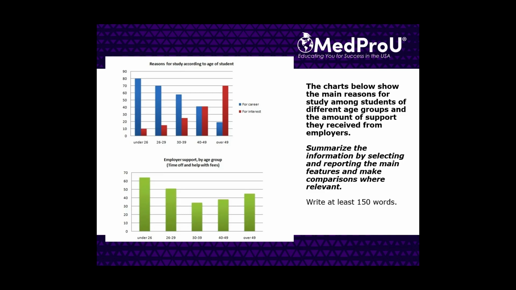Okay, this one is mine. Okay. The charts depict the primary motivations instead of reason. Primary motivations for studying among students of various age groups and the level of support provided by employers. So instead of amount of support, level of support.